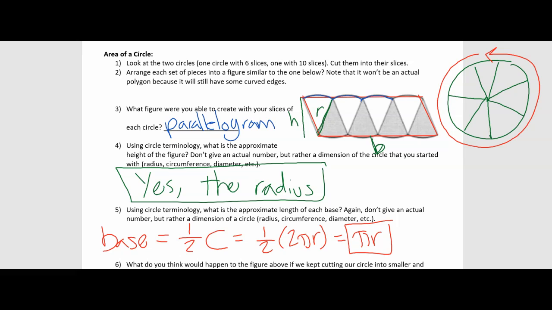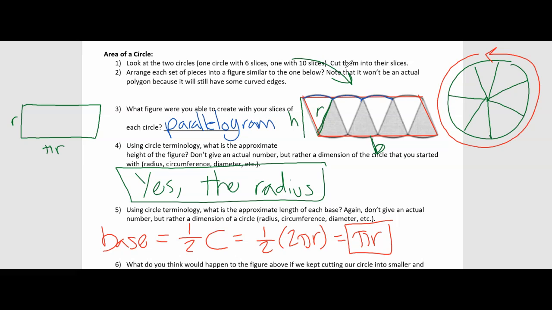Now, you may say, Mr. Fawcett, this formula looks okay, but how can it be exact, right? Because this parallelogram that we rearranged the pieces into isn't actually a parallelogram. And, well, you're right, it's not. However, as you cut these slices smaller and smaller and smaller, this parallelogram starts to look more and more like a rectangle where the radius is the height and the base of the rectangle is half of the circumference, or just pi r.